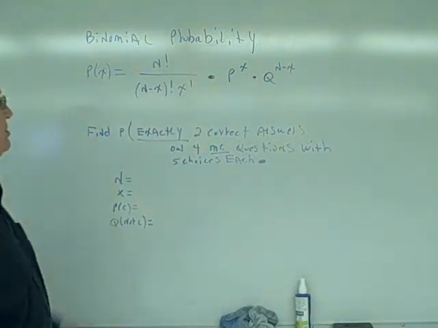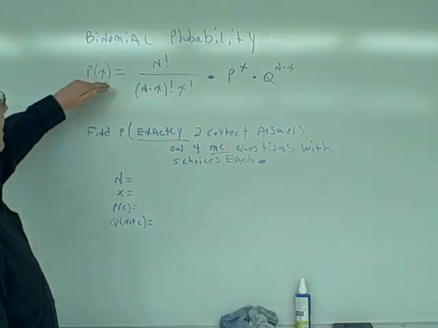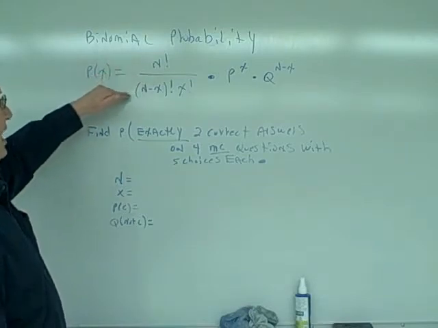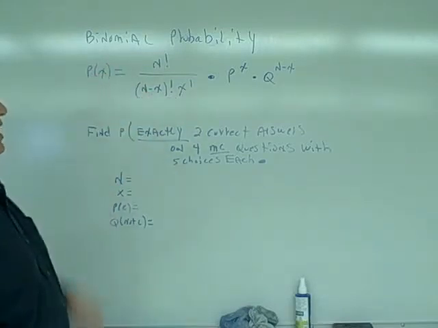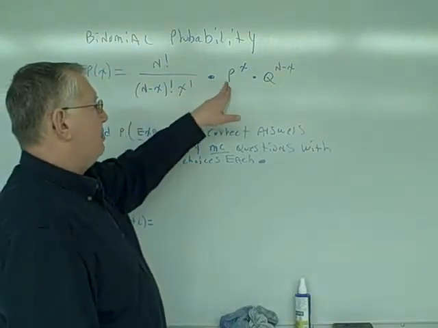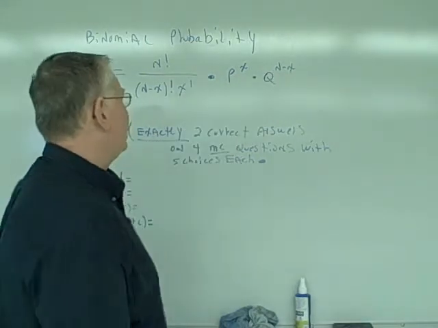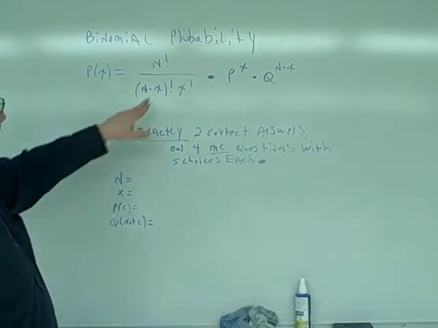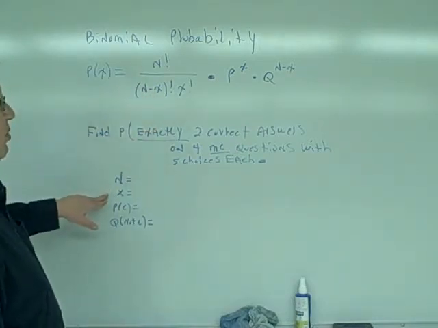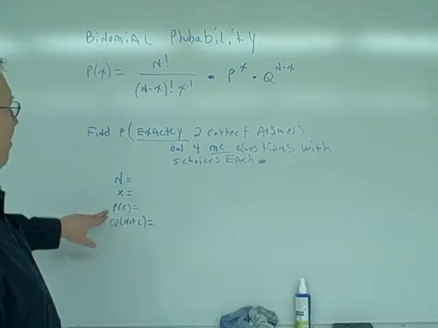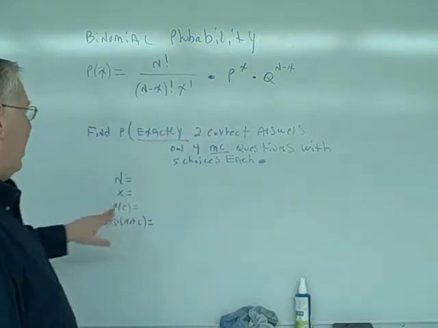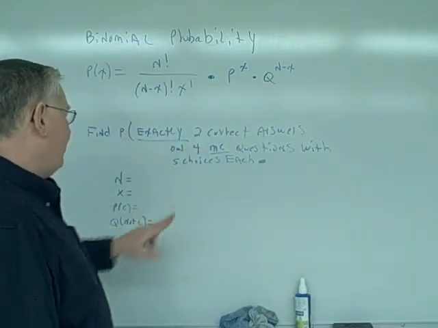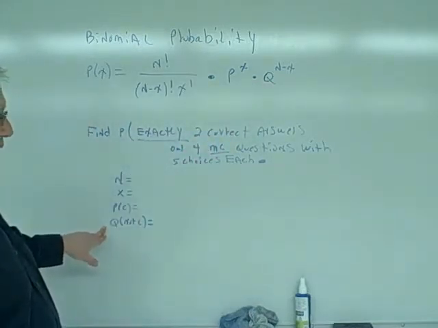Now by definition, the probability of a binomial situation is going to be n factorial over n minus x factorial times x factorial times p to the x times q to the n minus x, where n is the number of trials we have, x is the number that we want to get, p is the probability of getting what we want, and q is the probability of not getting what we want.